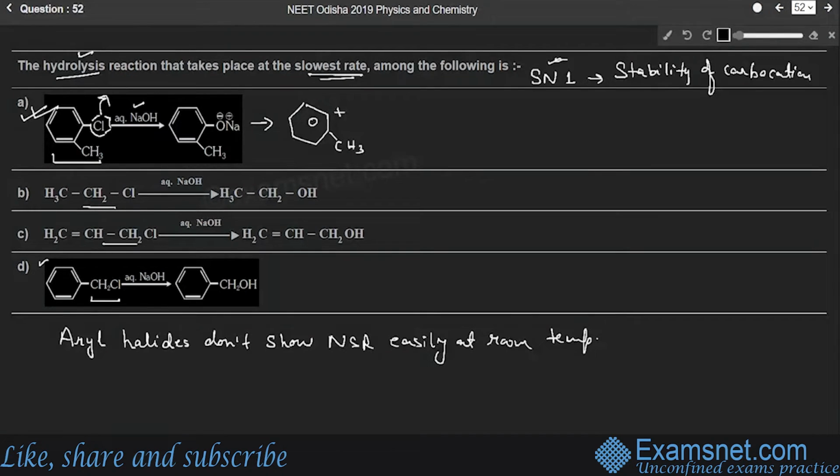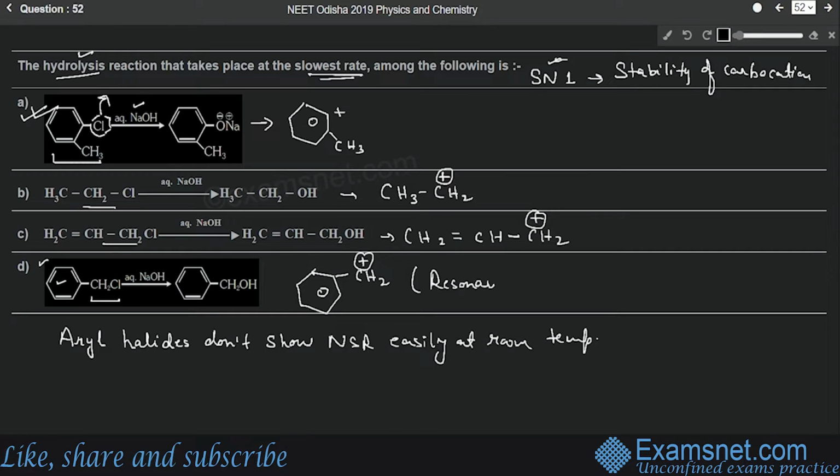In the second one, the carbocation will be CH3CH2 plus. In the third one we have CH2 double bond CH, then single bond CH2, and then plus charge here. And what will be the carbocation in the last one? We have a benzene ring here, and then here CH2 plus. Now you can see that in the last one we have alternate single and double bond. In benzene ring we have alternate single and double bond, so this will show resonance effect.